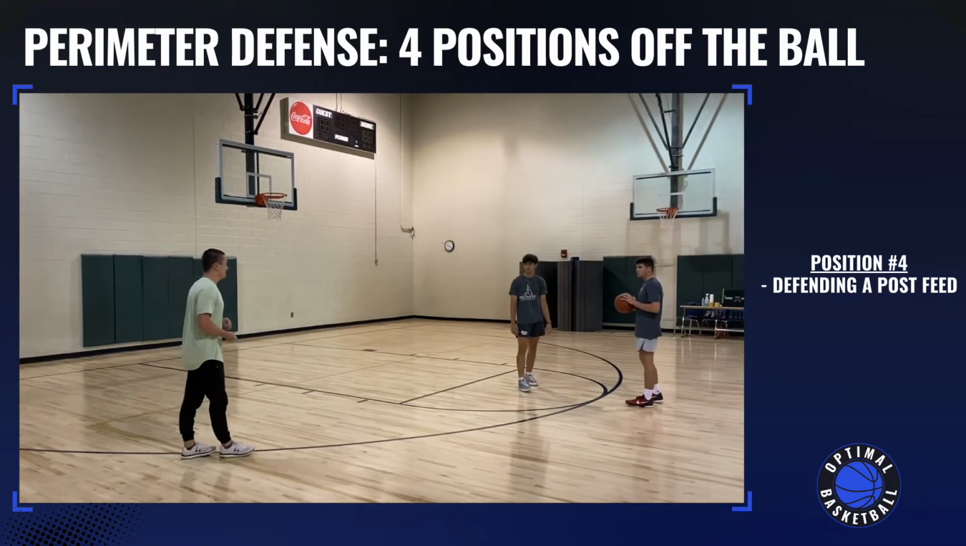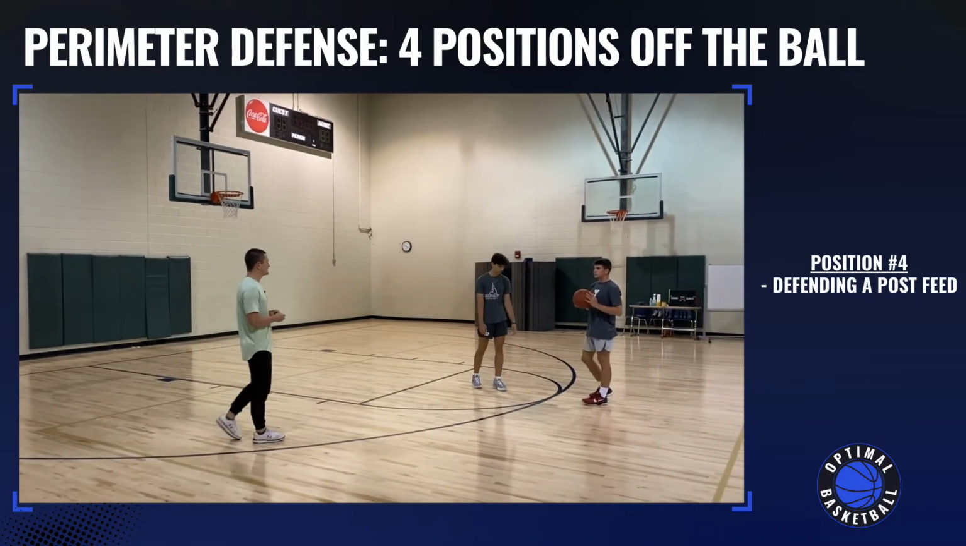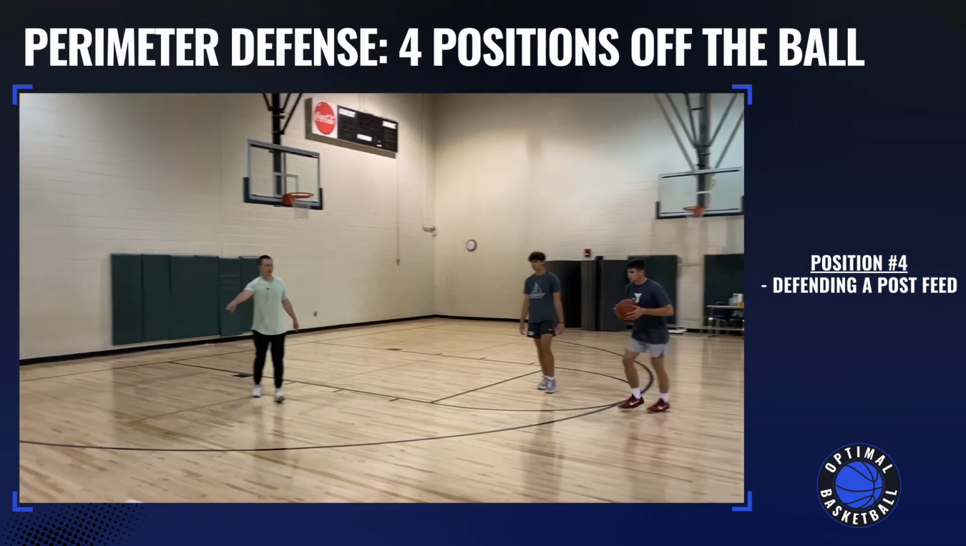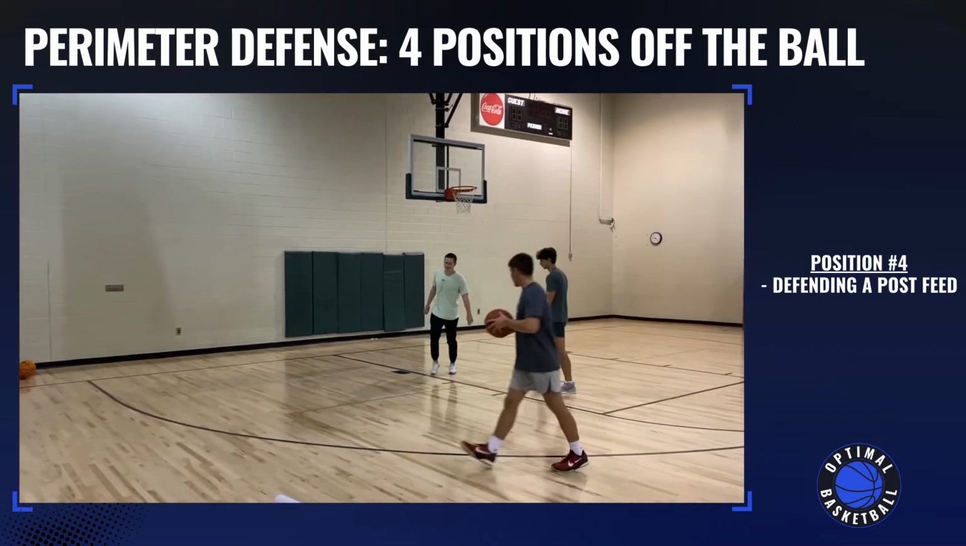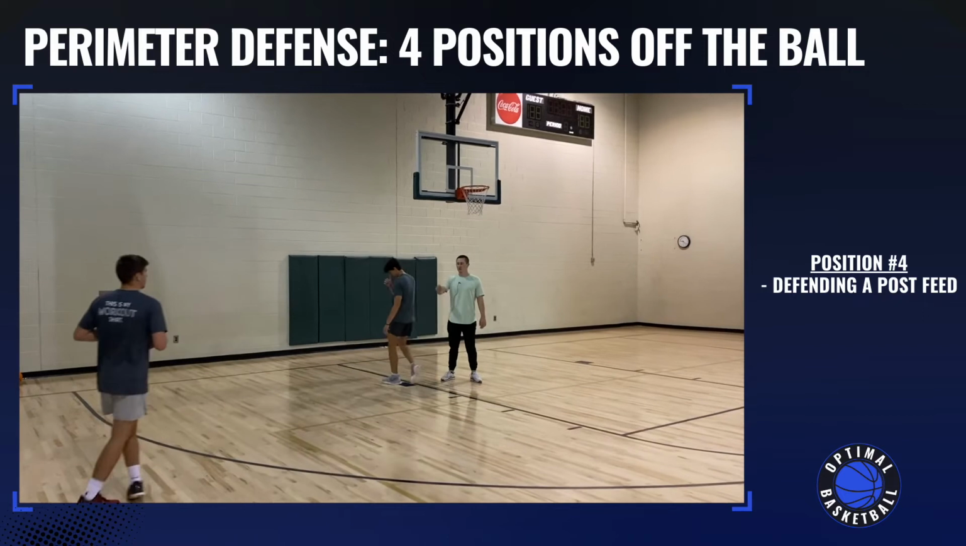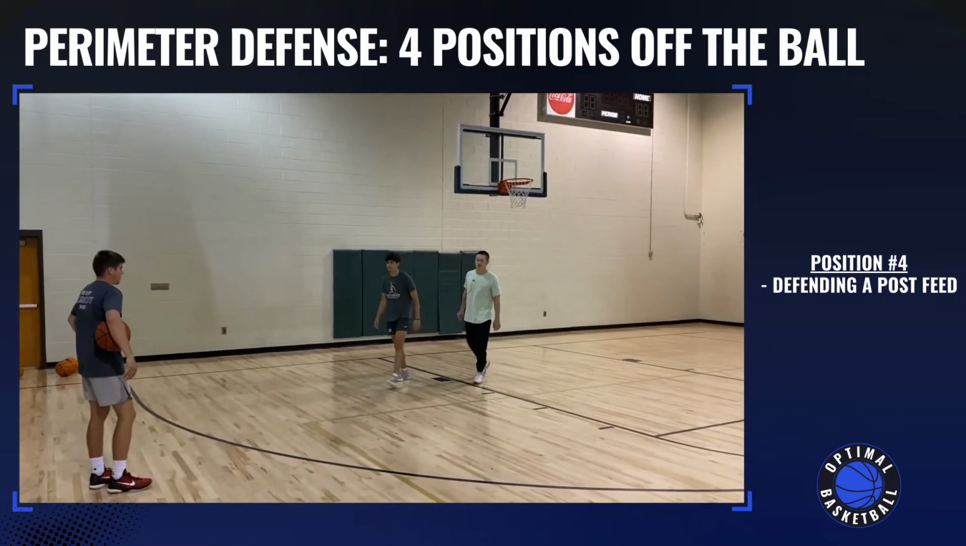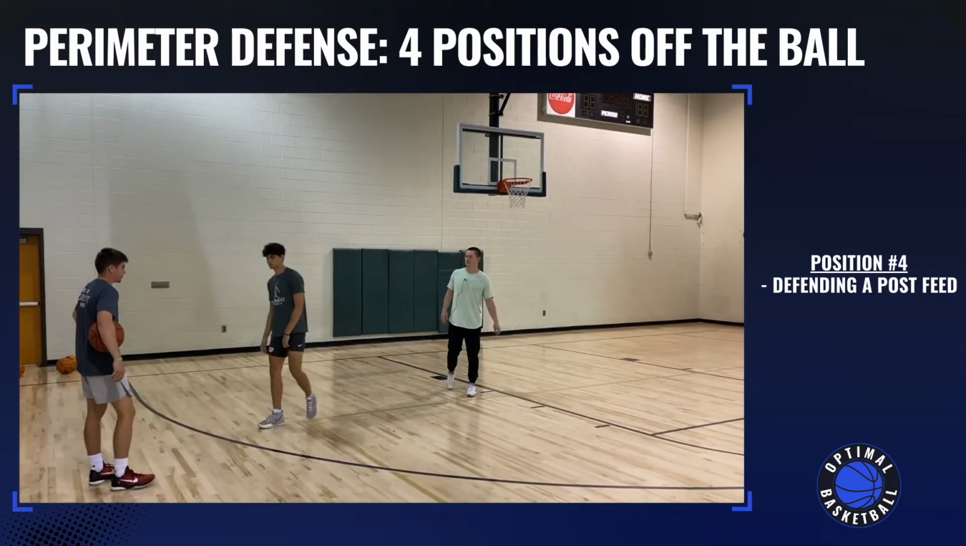Now we're going to talk about defending the post, so we're going to talk about butt to the baseline. So Brock, you can go low wing right there. Caleb, you're still going to be defense. You'll guard the perimeter right here, Caleb, and then you'll go butt to the baseline defending the post.